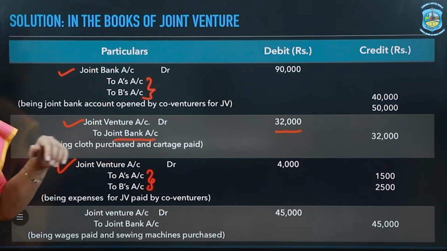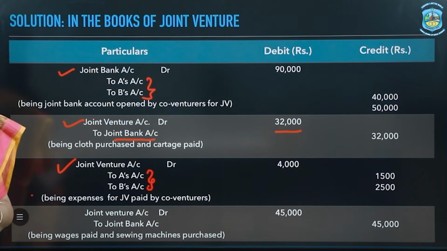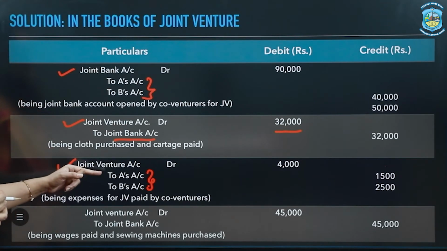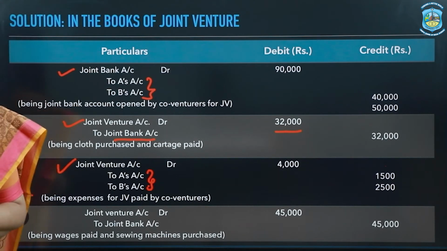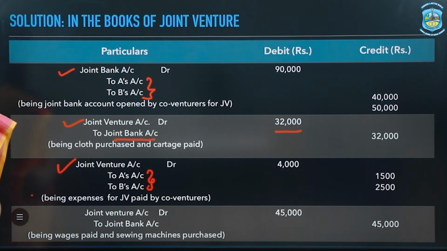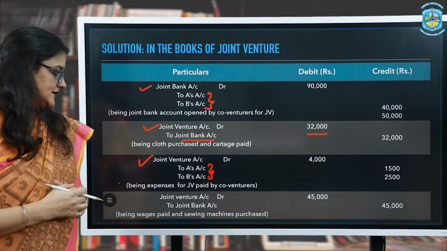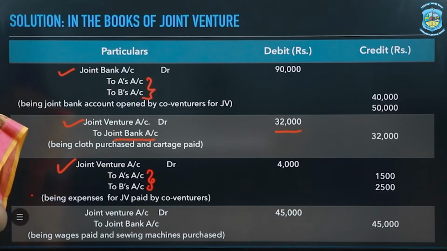So the entry is joint venture account debit to the total expenditure of 4,000, whereas we are mentioning on the credit side A's account for 1,500 rupees spent by him and B's account for 2,500 spent by him. Then the fourth transaction, where the machine was purchased and the wages were paid, right?